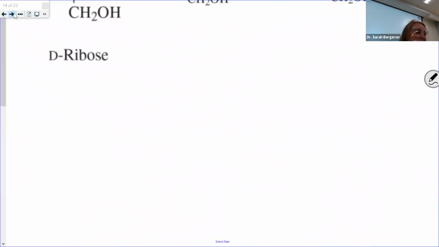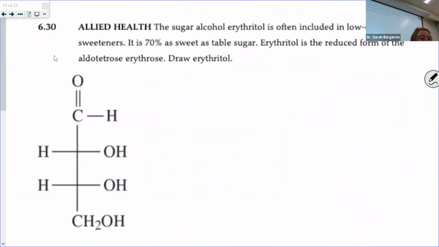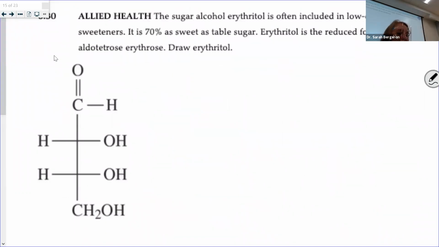All right, so let's go try some problems. We have a sugar alcohol, erythritol. It's often included in low-calorie sweeteners. It is 70% as sweet as table sugar. Erythritol is the reduced form of the aldotetrose erythrose. Now say that six times fast. Draw erythritol. So what are we going to do here?